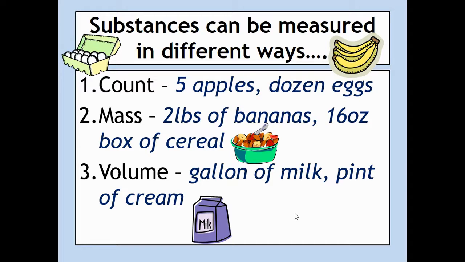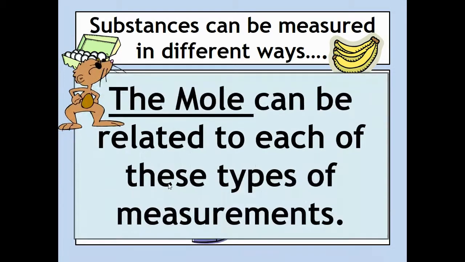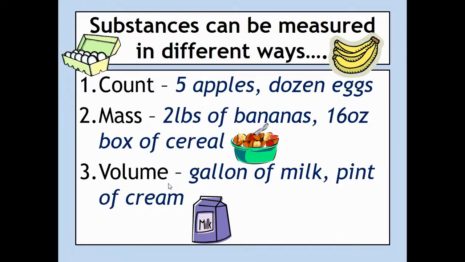Well, in chemistry, when we talk about atoms or molecules, we can also talk about them in different ways. We can count them, we can weigh them, and we can see how much space they take. And all those things are related to the mole. The mole can be related to each of these types of measurements. Okay, what we're going to talk about today is the first bullet point, counting. We'll talk about mass and volume in a later lesson.